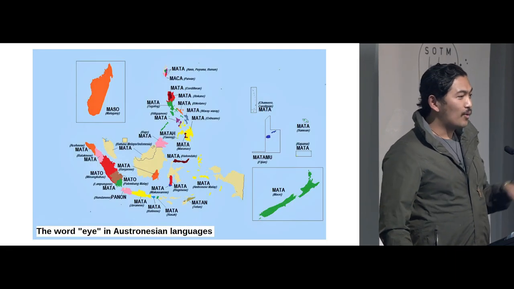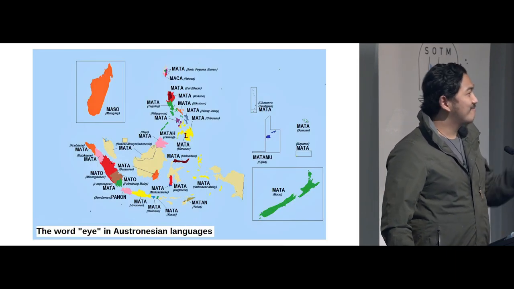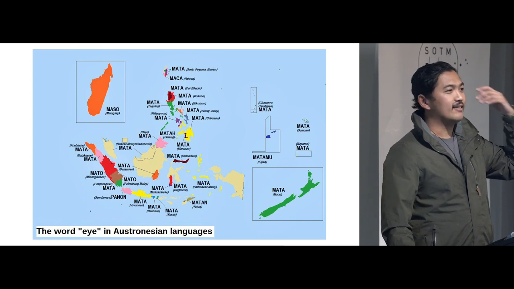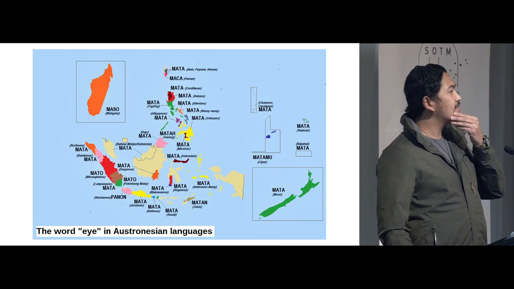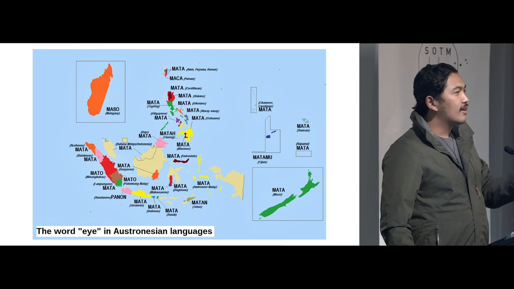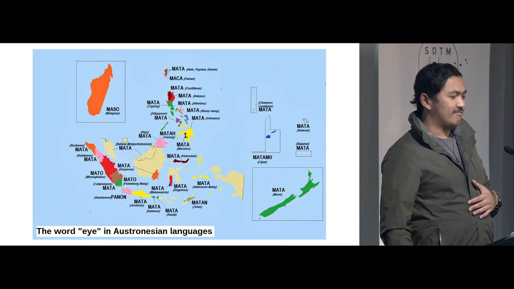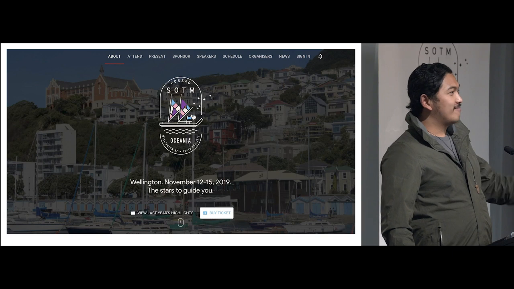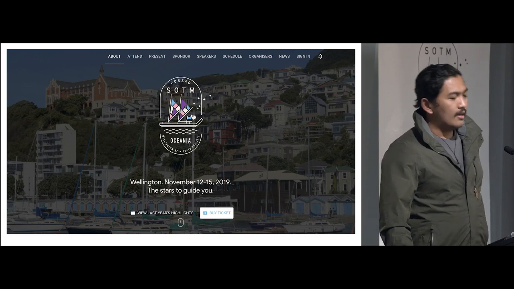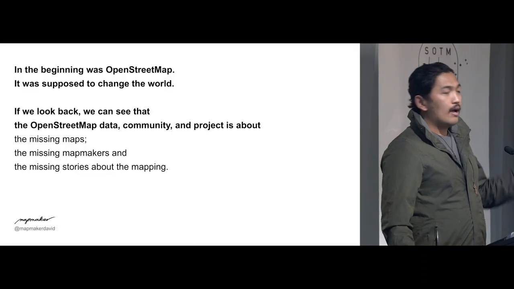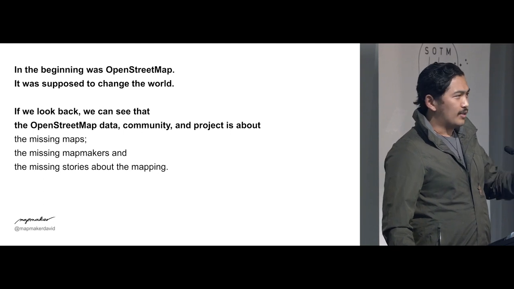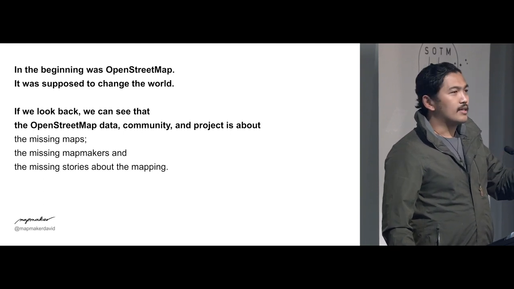Because when I came to Aotearoa, the words are the same about the land, the sky, the eye. And for me, this is amazing. It's kind of us knowing who we are again. And that's what we're doing here, in one boat and trying to remember things. So if you look back, OSM is about three things, at least for me: missing maps, missing mappers, and the missing map stories.